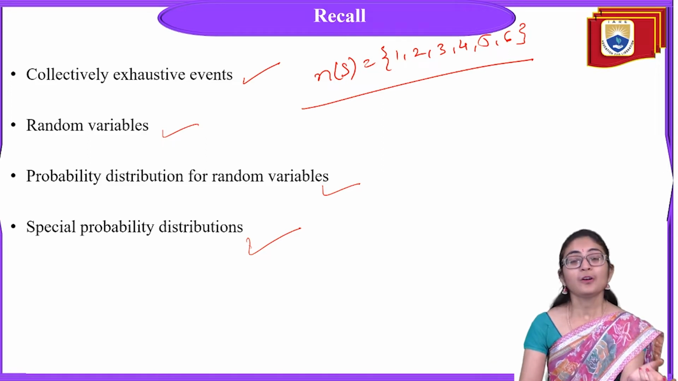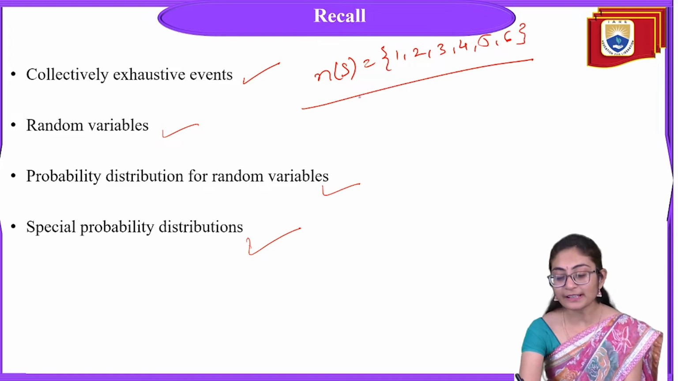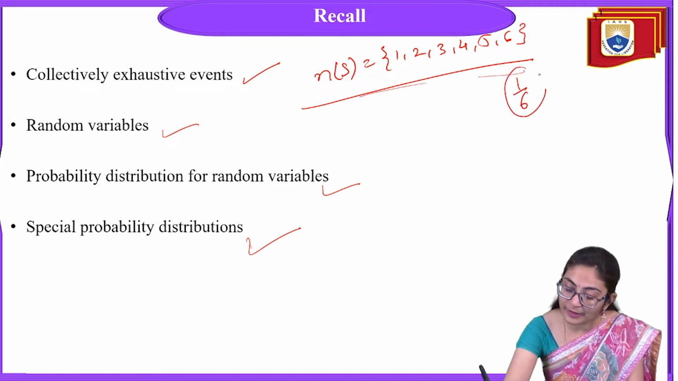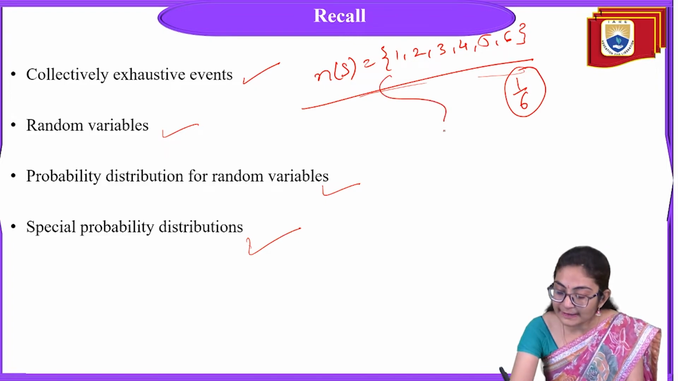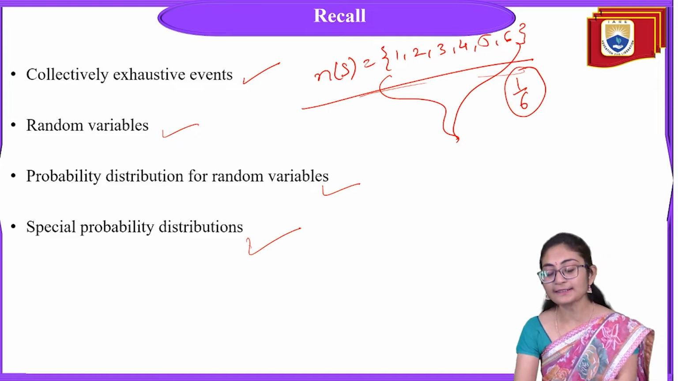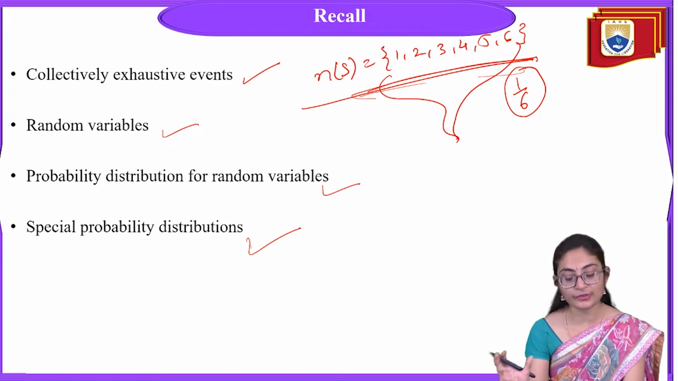But what happens when we have to find the probability for each event? At that time, the probability will be 1 by 6. That probability will not change. So we can say this set is a collectively exhaustive event.